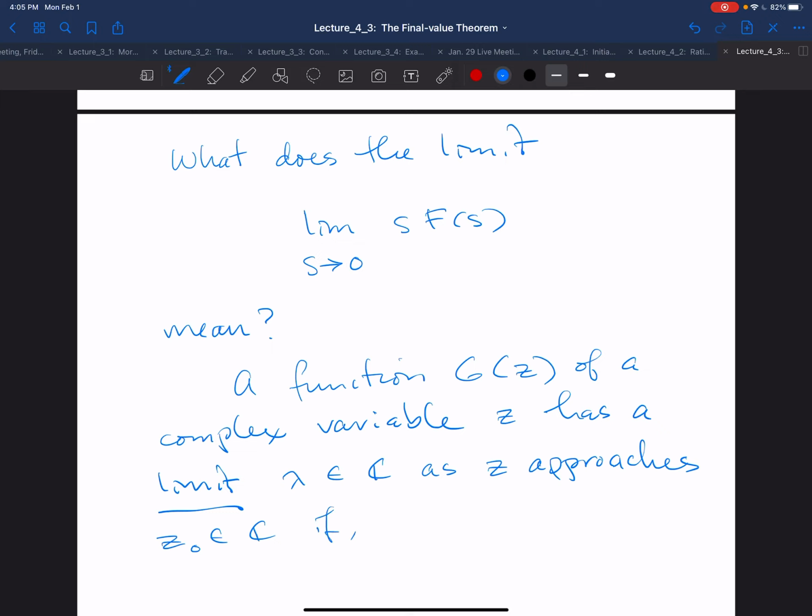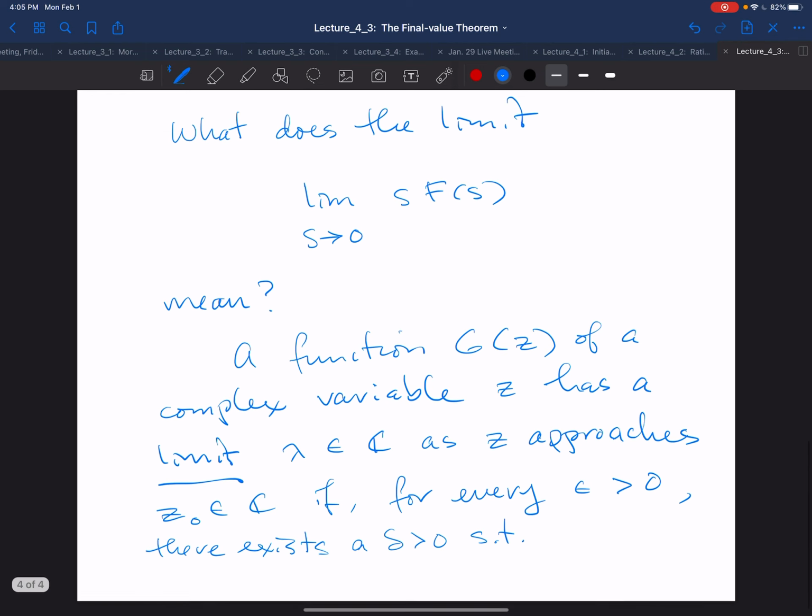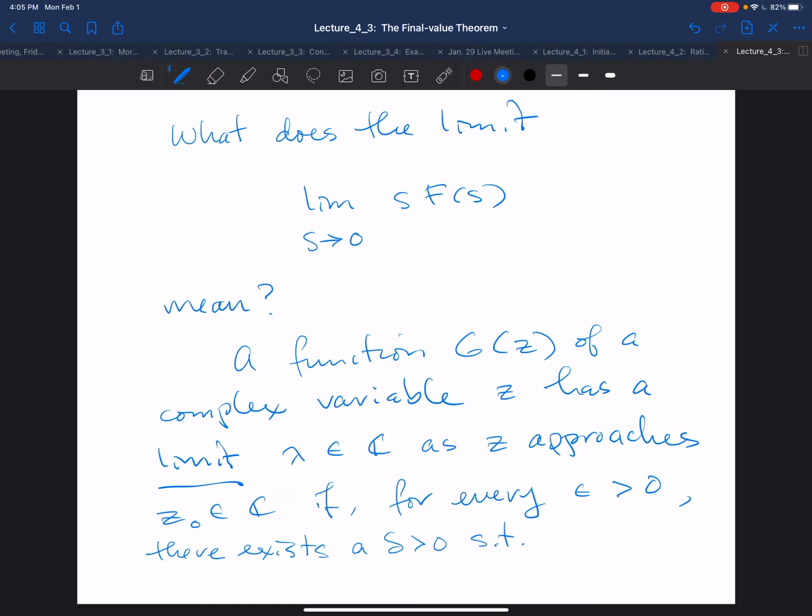It's a standard sort of epsilon delta definition: for every epsilon greater than 0, there exists a delta greater than 0 such that the modulus of g of z minus lambda, or in other words, the distance from the point g of z on the complex plane to the point lambda on the complex plane, is less than epsilon whenever the distance between z and z naught is less than delta.